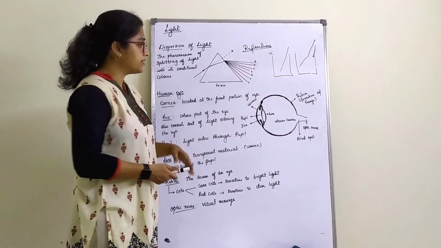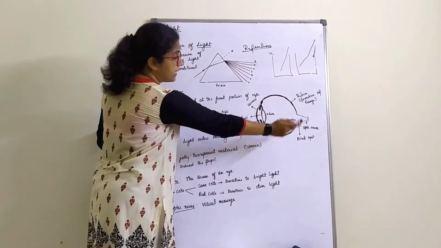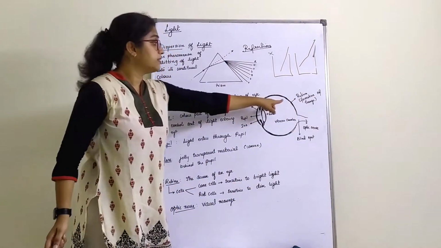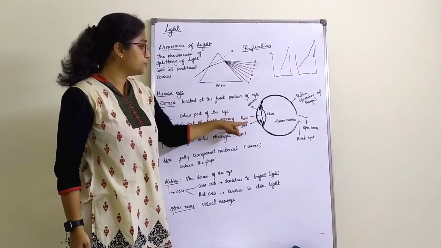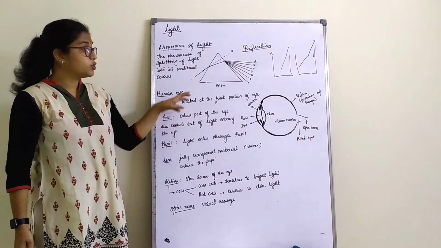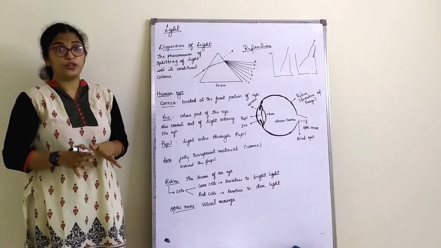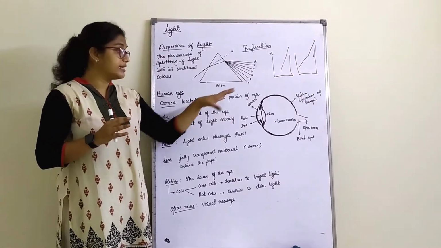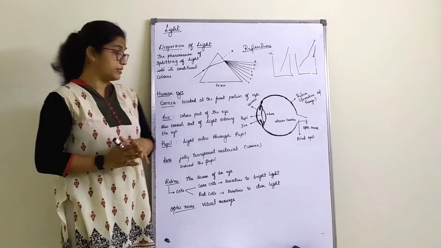So what are the parts here? Lens, vitreous chamber, blind spot, optic nerve, retina. It's the place where the image is formed. Cornea, pupil and iris. Let's only understand the parts, not exactly the working of the human eye. We only understand the parts of the human eye in brief from your syllabus.